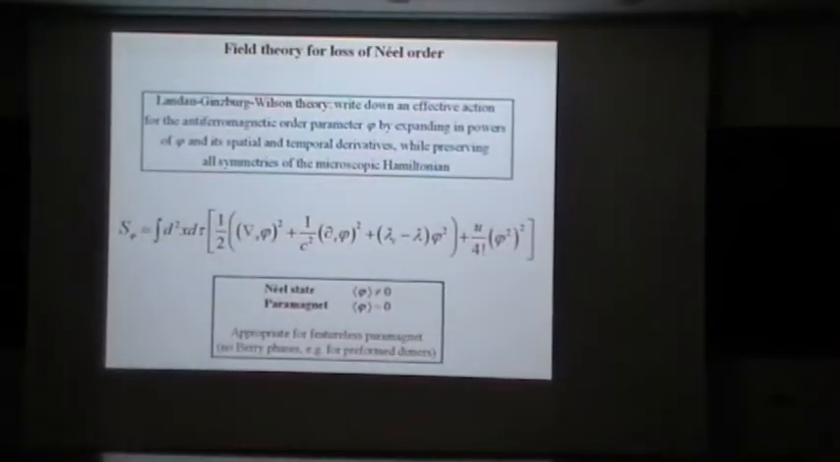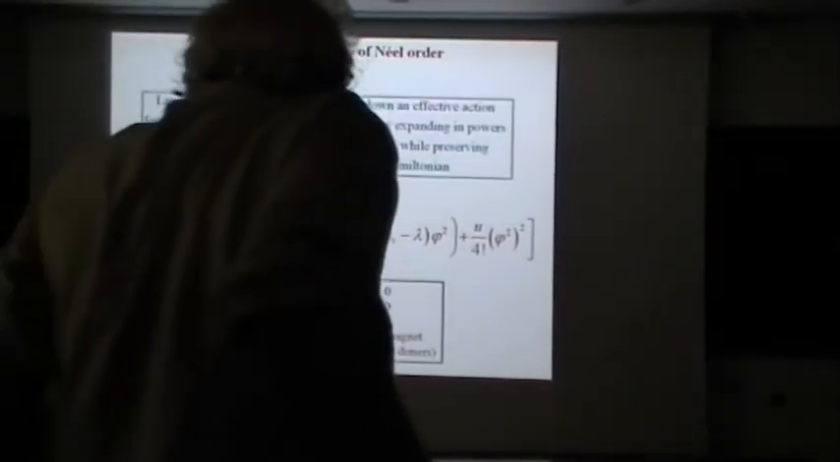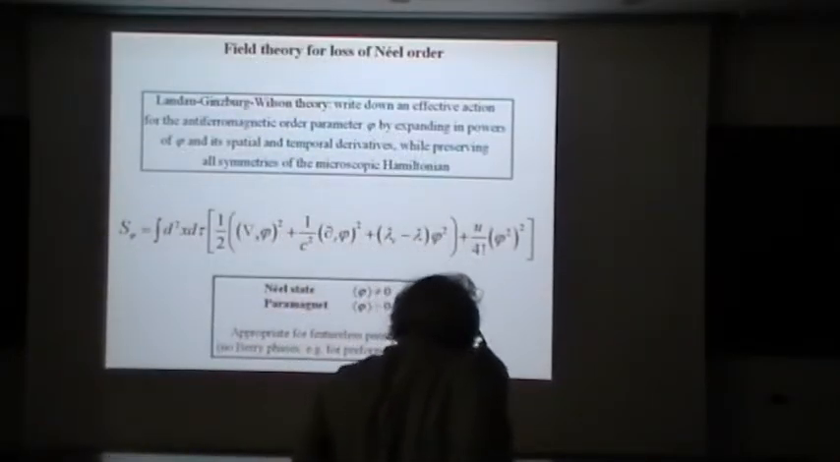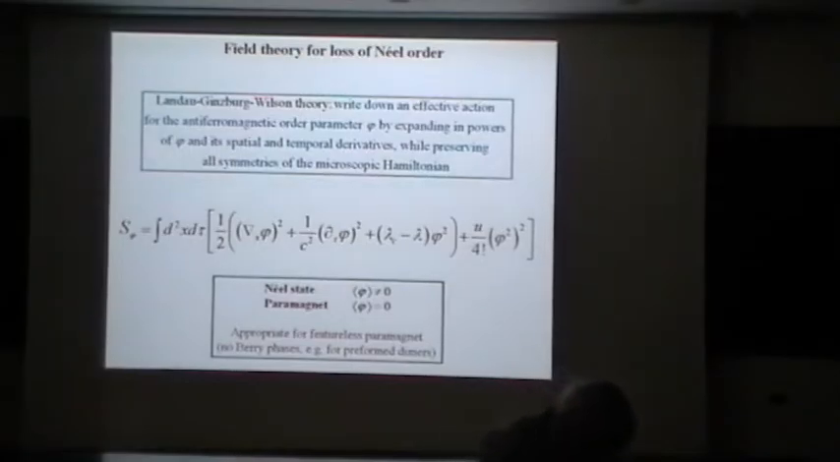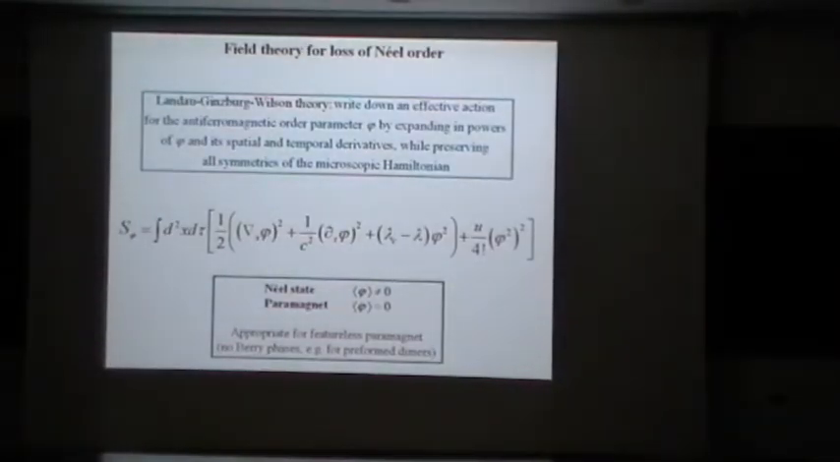The first thing which comes to mind would be a Landau-Ginzburg theory, where you write down a field theory for the order parameter. This is what is written down here. Phi is supposed to be the antiferromagnetic order parameter, simply measuring the staggered magnetization at each site. If you go to the continuum limit, you find this theory, which you would typically call a phi-4 model. It has an ordered state, where the expectation value of phi is non-zero, and a paramagnetic state, where it is zero.